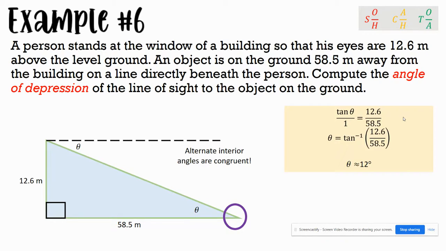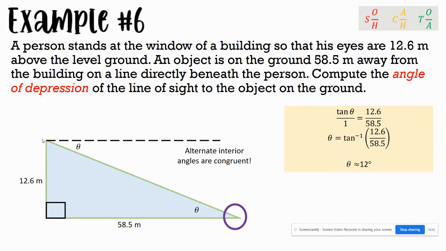A person stands at the window of a building so that his eyes are 12.6 meters above the level ground. So here's the person, they're in the building. An object is on the ground 58.5 meters away from the building on a line directly beneath the person. Compute the angle of depression of the line of sight to the object on the ground.